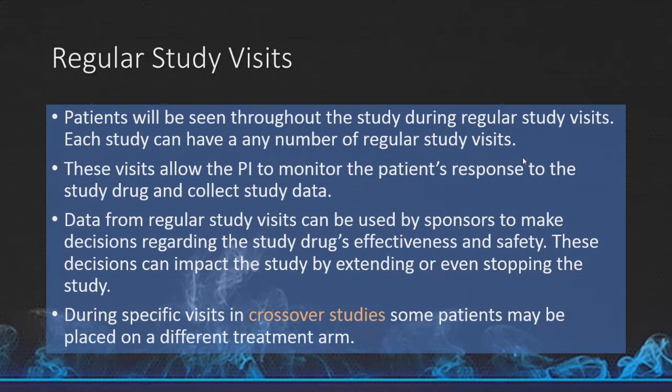Patients will be seen throughout the study. Like Chris mentioned, these visits allow the PI to monitor the patient's response to the study drug, efficacy, and safety. The data from regular study visits can be used by sponsors to make decisions regarding the study drug's effectiveness and safety. There might be serious adverse events or regular adverse events reported during these visits. During specific visits in crossover studies, some patients may be placed on a different treatment arm.